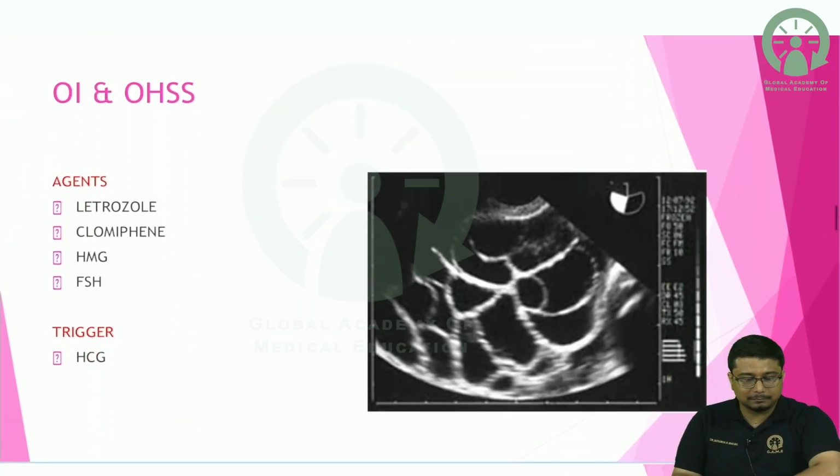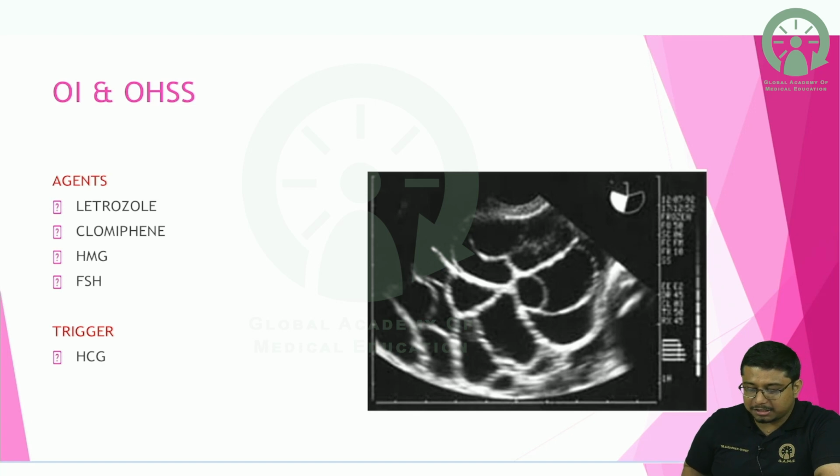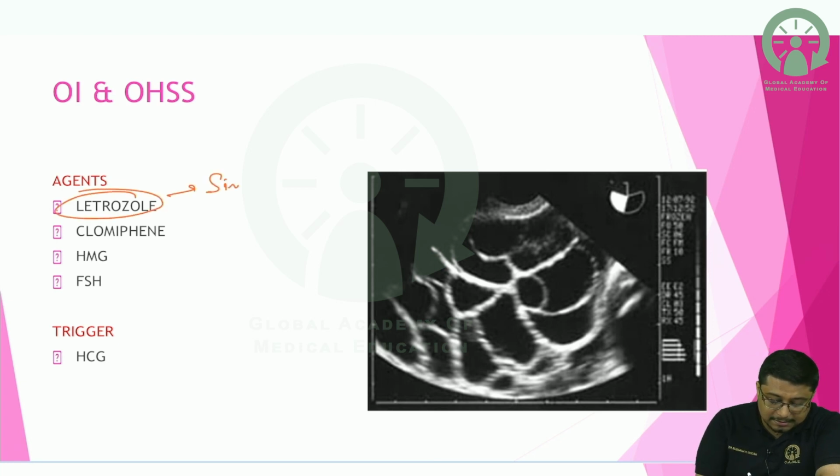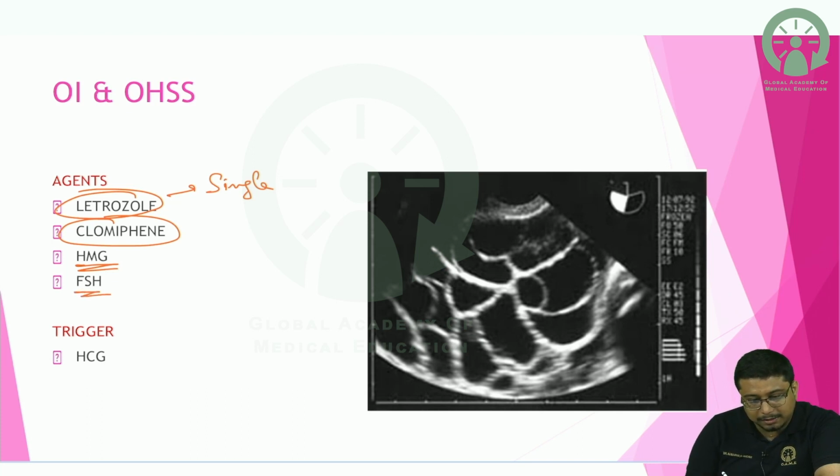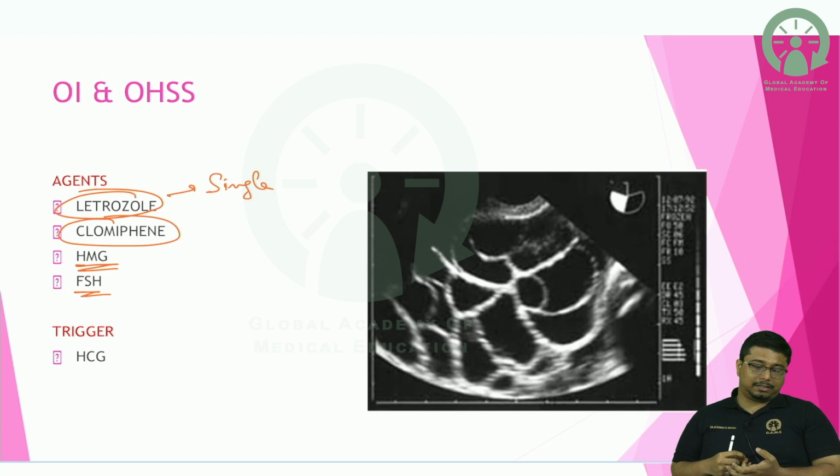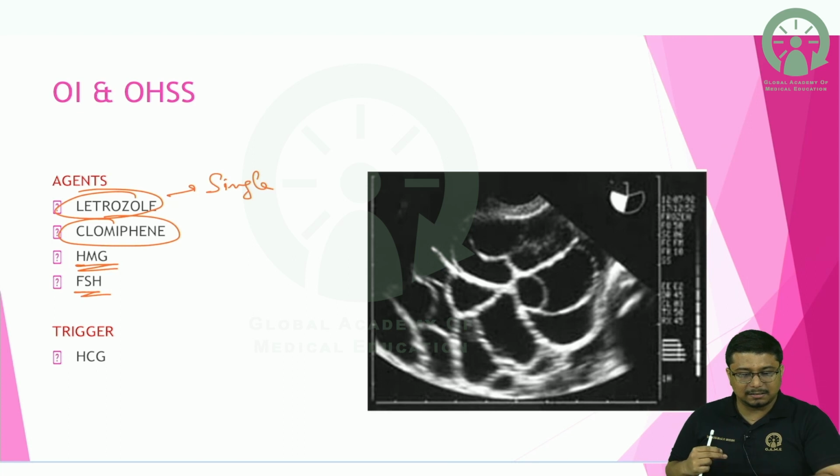So coming to ovulation induction, it is basically giving drugs that will induce ovulation. Letrozole is an agent which generally targets a single ovulation, whereas clomiphene causes multiple ovulation. Also, the other things used are human menopausal gonadotropin or follicle stimulating hormone. Human menopausal gonadotropin is basically FSH only. It is just a different form of gonadotropin, but it's the same thing.